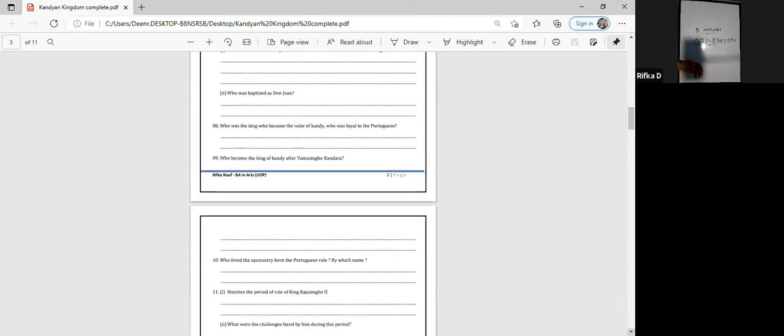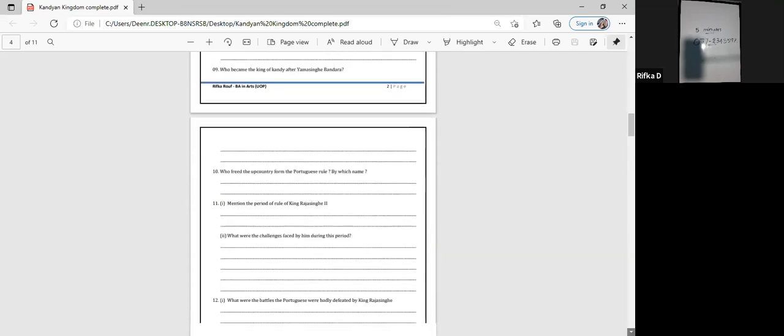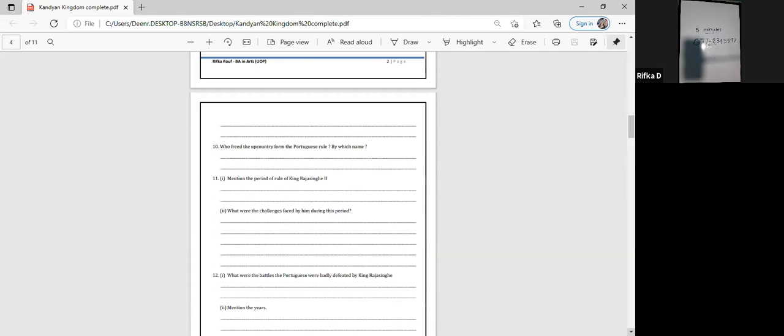Okay. Who was the king who became the ruler of Kandy, who was loyal to the Portuguese? You know that one. It was Yamasingha Bandara. Right? So who became the king of Kandy after Yamasingha Bandara? It was Konappu Bandara. Okay?